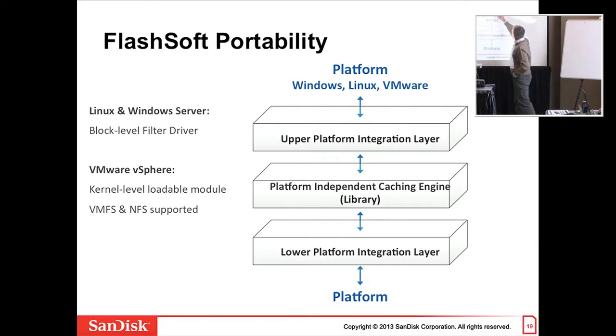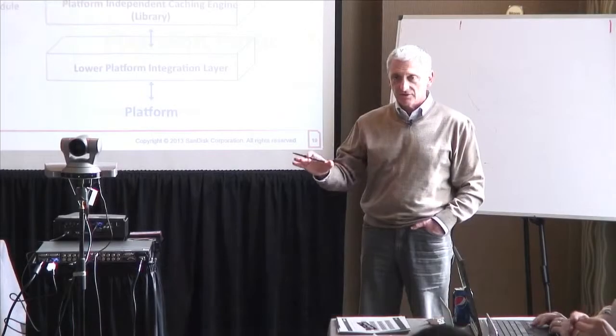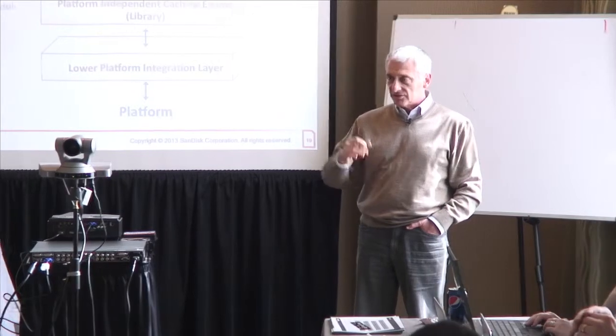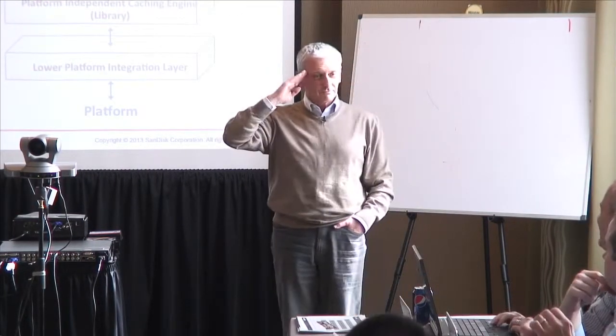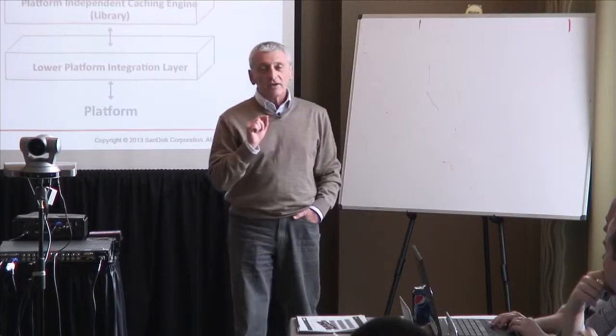This interface is very narrow. As you can see, for Windows and Linux it is at a block level, and for VMware, it is a VMDK level. Actually, it's not just VMDK, it is extent level. You're familiar with VMware terminology, right? So it's a VMDK, which is a virtual disk. Extent level. And actually, we can accelerate separately.